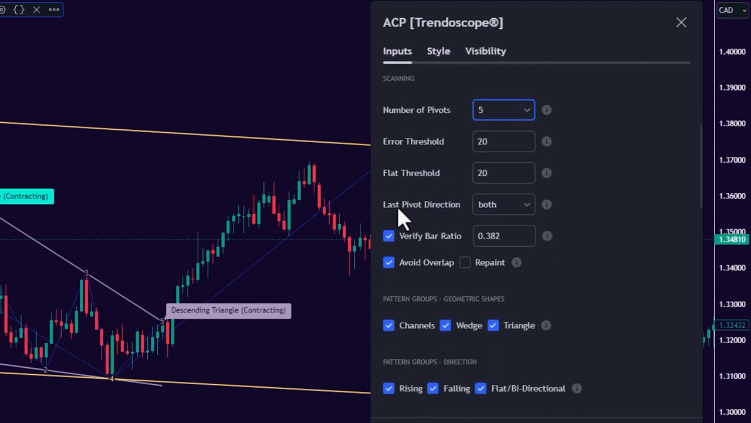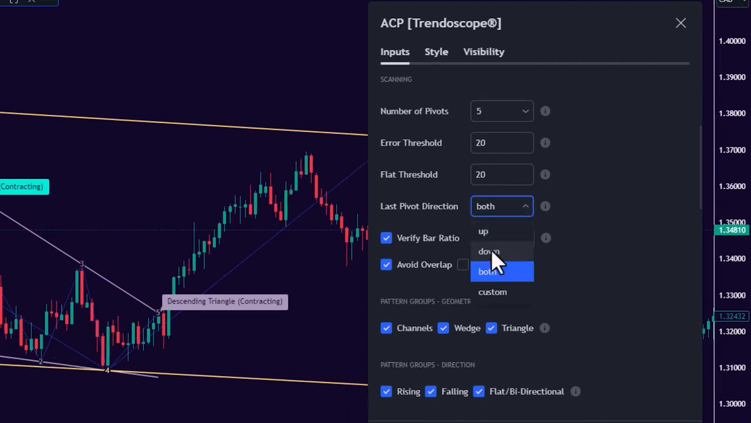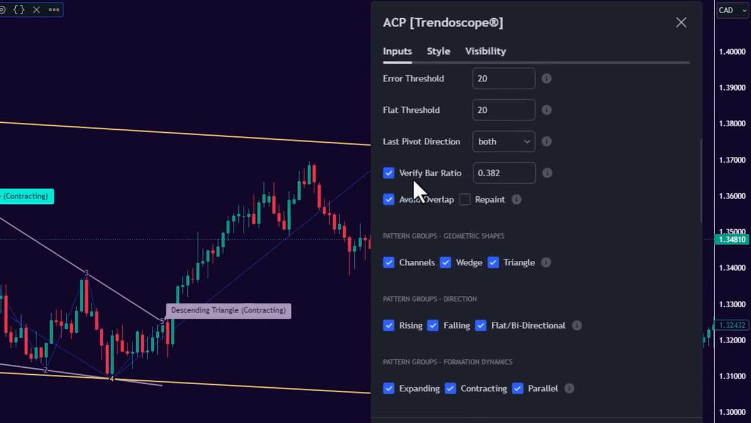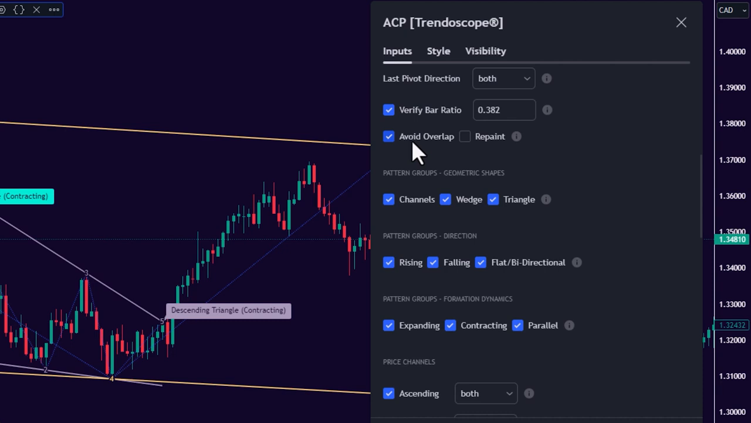Last pivot direction. Filters patterns based on the last pivot direction. The values can be up, down, both, or custom. When custom is selected, then the individual pattern-specific last pivot direction setting is used instead of the generic one. Verify bar ratio. This provides an option to ignore extreme patterns where the ratios of zigzag lines are not proportionate to each other. Avoid overlap. When selected, the patterns that overlap with existing patterns will be ignored while scanning, meaning that if the new pattern starting point falls between the start and end of an existing pattern, it will be ignored.